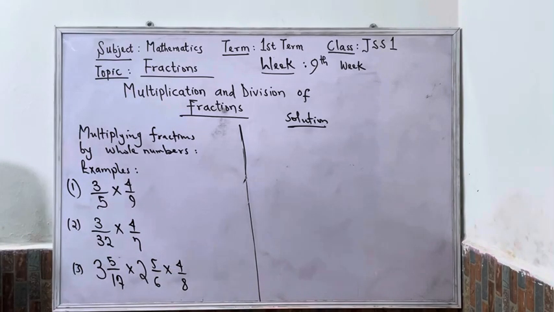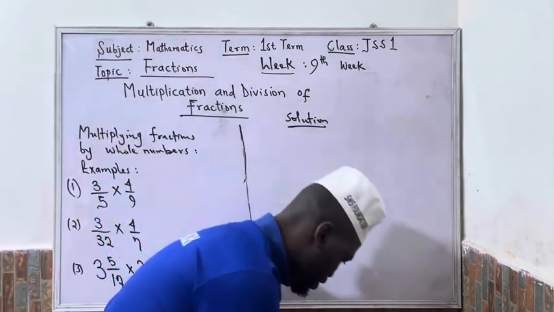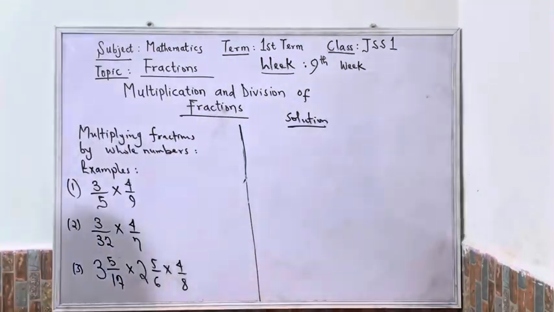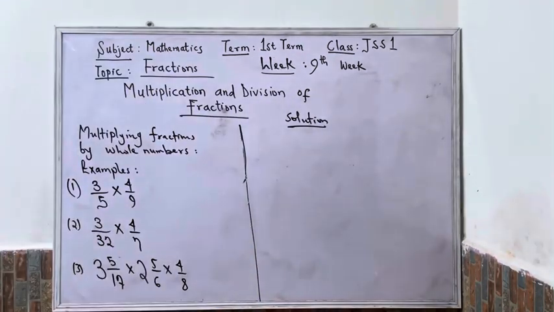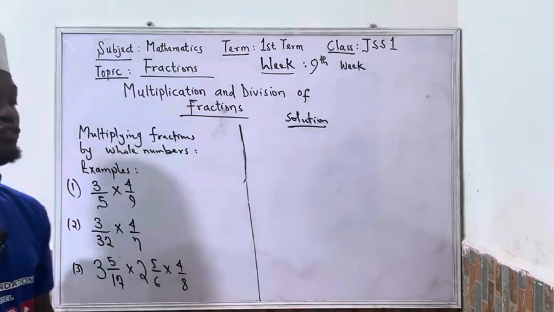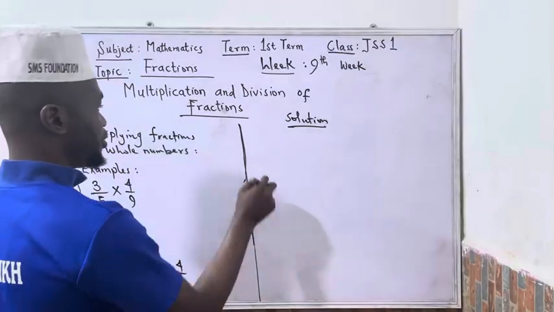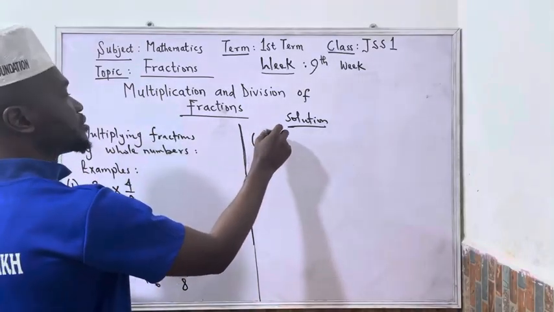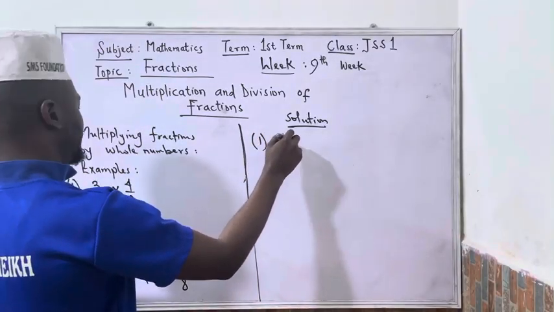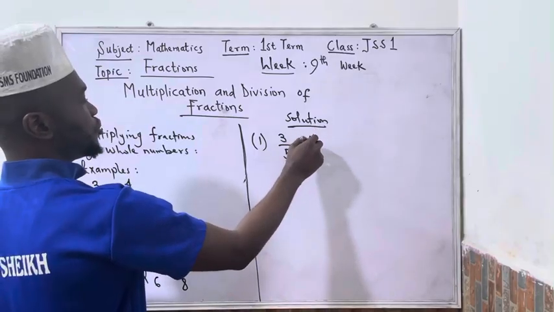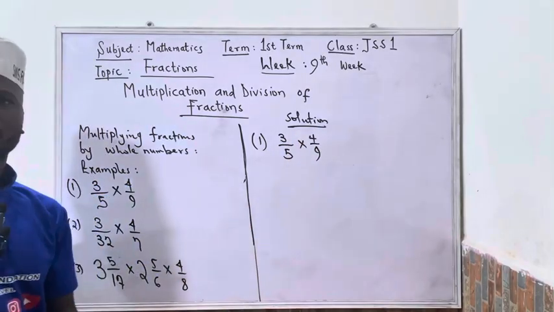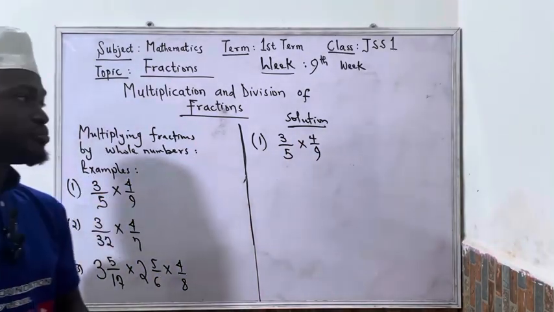So with the help of these 3 questions, we can finally say bye-bye to multiplication of fractions. Then we go to division of fraction. So it's as simple as that. Let's start with the first one, number 1, which says 3 over 5 times 4 over 9. You follow the same process.